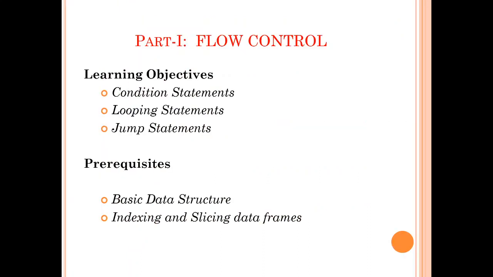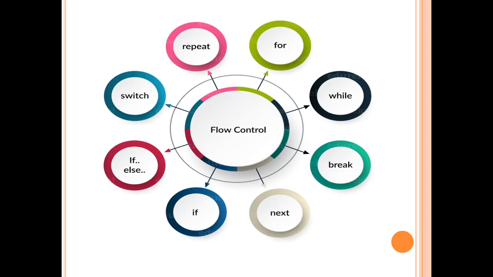In today's session, we will be looking at two topics from R programming. The first concept will be flow control, which we will cover in part 1, and in the second part we will be covering functions. In part 1, these are the learning objectives. We will be looking at various condition control statements, looping statements and jump statements, along with the case control statement. The prerequisite for part 1 is knowledge of basic data structures in R and indexing and slicing operations over a data frame.